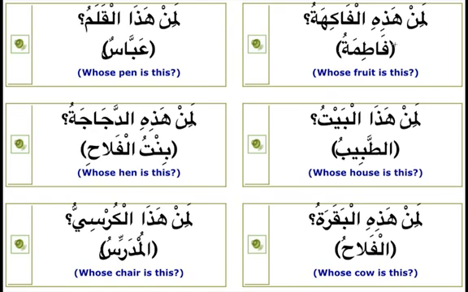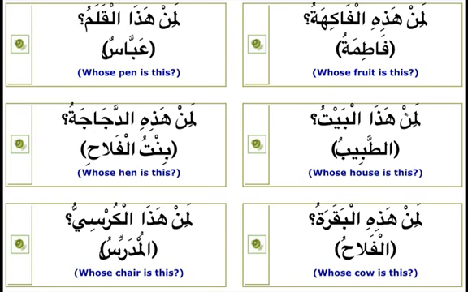Remember, a particular name of a female does not take kasra. It's a diptote. So when a harf jar comes, it is still an ism majroor, but it will have fatha. It will have fatha. So that is how we have to read and say. So we say hadihil fakihatu li fatimata.